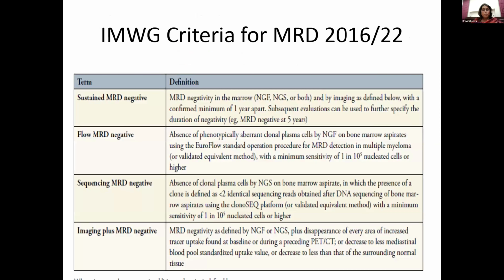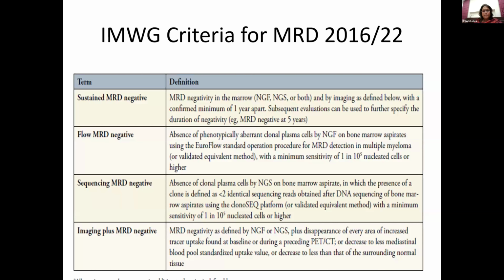So the International Myeloma Working Group talked about MRD in 2016, updated in 2022. They talked about, with the new drug, sustained MRD negativity. So MRD negativity in the marrow by next generation flow or NGS or both, persistent for 1 year, was sustained MRD negative. It could be longer. Then there was flow MRD negative, what we have talked about. But for this, they said the sensitivity should be at least 1 into 10 to the power of minus 5, that means giving less than 0.001%. Sequencing MRD negative, two identical sequencing reads should be negative and only on the clonoSEQ platform.